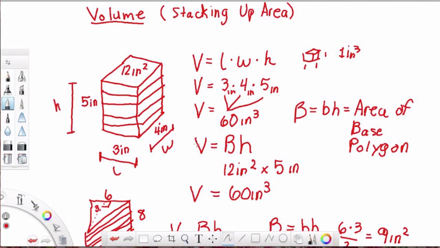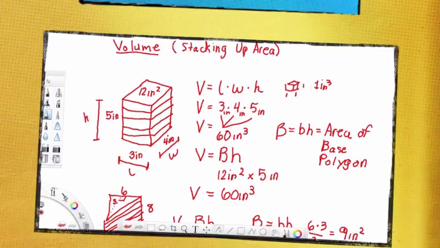Or we can say that volume is equal to big B times H. Okay, and big B is the area of our base polygon, and then we multiply it by its height, because it's how many of those areas are stacked up on top of each other. Either way, that gives us 3 dimensions. So that's it for volume.